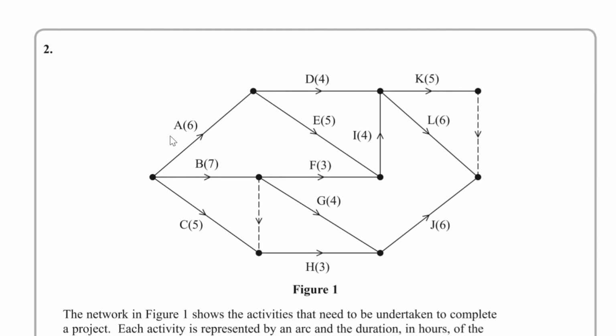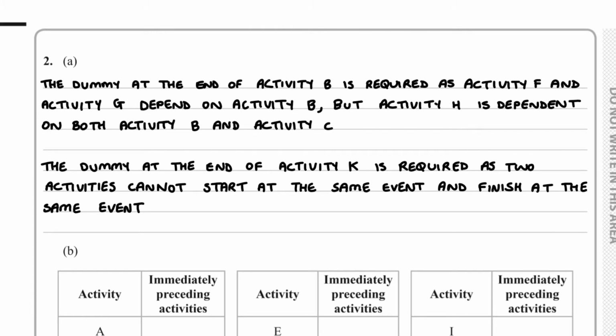Let's take a look at the other dummy we had at the end of activity K. You can see here we require a dummy because two activities cannot start at the same event and finish at the same event. In other words, we can't have an arc from here to here directly. We require a dummy. So let's write that down. So the dummy at the end of activity K is required as two activities cannot start at the same event and finish at the same event.